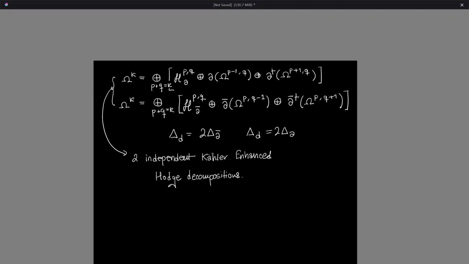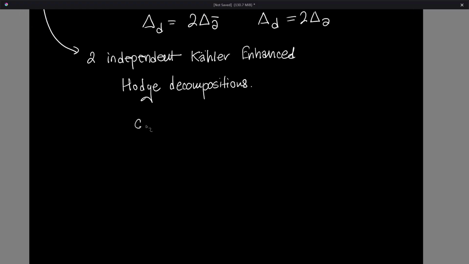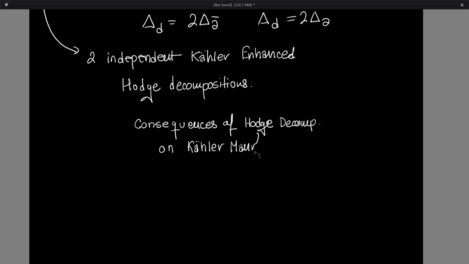So now that we have established this, what we want to do is talk about some of the consequences of the complex Hodge theorem in the context of the Kähler identities, and what that means for the symmetries in the Hodge numbers of Kähler manifolds. Okay, so consequences. We will look at the consequences of our actions. Consequences of Hodge decomposition on Kähler manifolds.